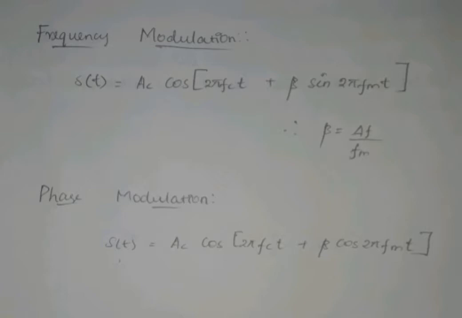Next one is phase modulation. We know that the phase modulation is defined as change of phase of a carrier wave in accordance with the amplitude of the carrier wave, and it is mathematically written as S of t equal to AC cos 2 pi fct plus beta cos 2 pi fmt. Here the major difference between frequency modulation and phase modulation is beta sin 2 pi fmt will come in frequency modulation, whereas in phase modulation beta cos 2 pi fmt will come.